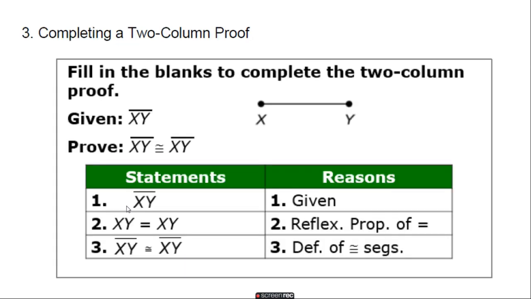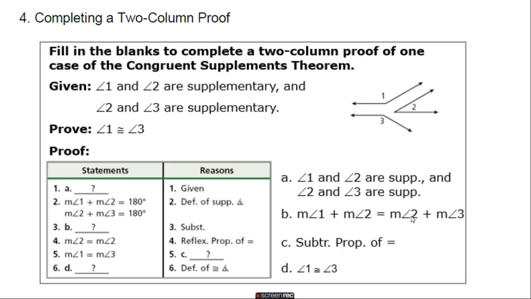All right. Next, number 3. We also have this one. The given is just the line segment XY. Prove that XY is congruent to XY. We are given already with the reason. Number 1, still that is given. Number 2, XY is equal to XY. That is the reflexive property of equality. Now how do we prove XY is congruent to XY? Definition of congruent segments.